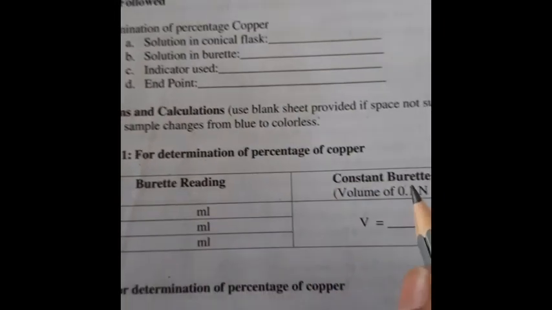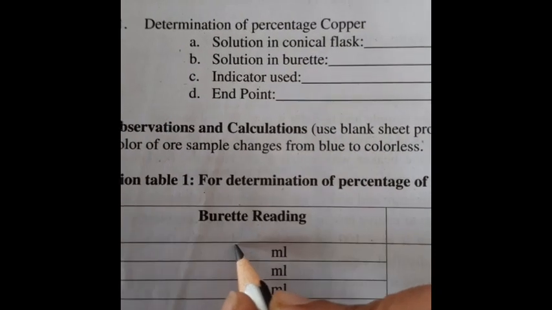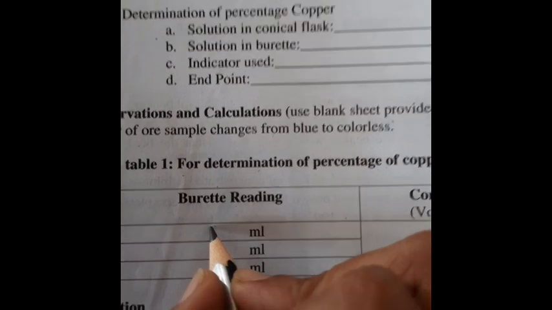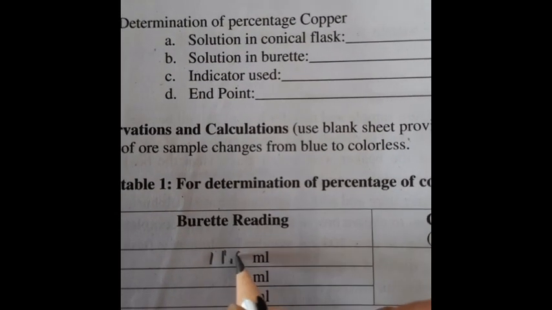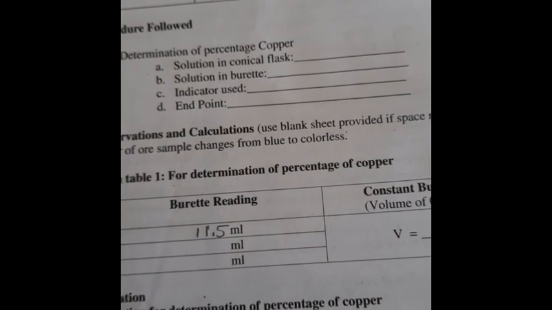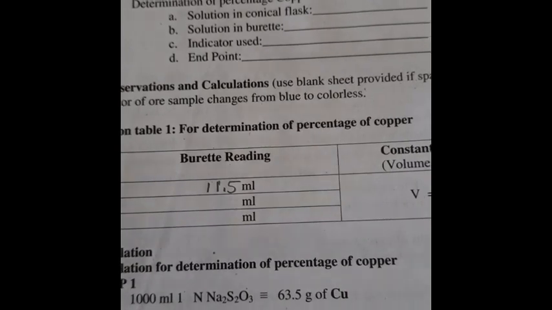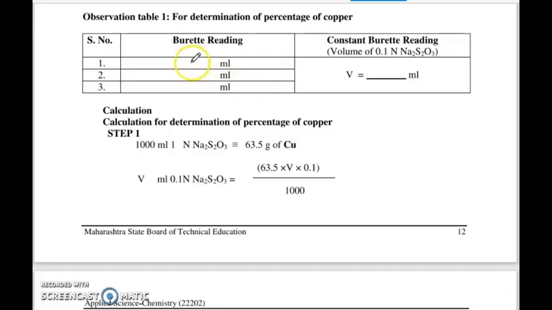So here, determination of percentage of copper, our first reading is 11.5. Okay, this is our first reading. Similarly we have to take two more readings. So our burette readings: first is 11.5, second is 11.5 again, and last is 11.7. Out of these three, the two that are constant we are going to record here. So V is 11.5 ml. Now we are going to see the next part of this experiment, that is the calculation for the determination of percentage of copper.